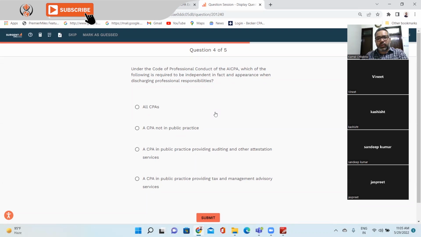Under the Code of Professional Conduct of AICPA, which of the following is required to be independent in fact and appearance when discharging professional responsibility? What is independent in fact and what is independent in appearance? Any idea? Fact means on paper and appearance means in work. Yeah, absolutely true. Do you mind sharing some example for appearance? I know fact everyone easily understands.